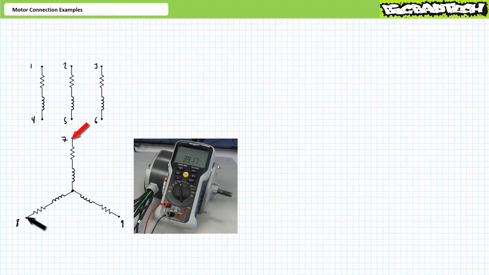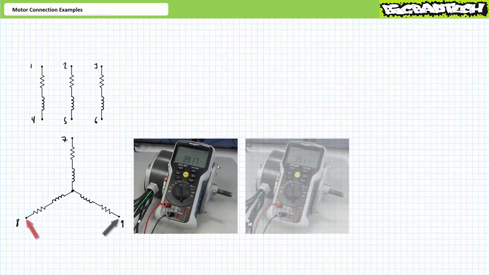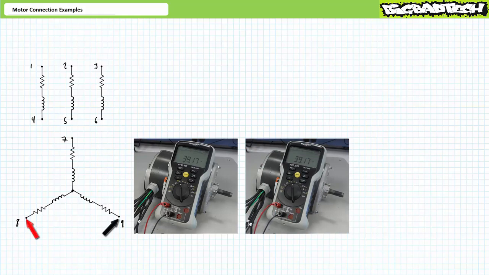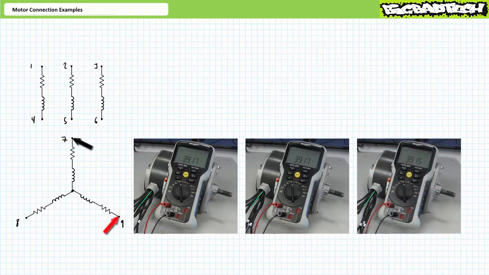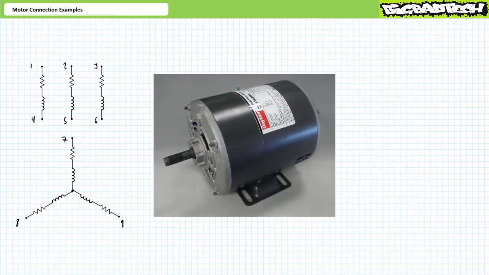An ohmmeter between terminals 7 and 8 sees winding 7 and 8 in series. The ohmmeter sees a resistance of roughly 40 ohms, which is consistent with a series combination of two identical 20 ohm windings. Similarly, an ohmmeter between terminals 8 and 9 sees winding 8 and 9 in series. As previously, the ohmmeter sees roughly 40 ohms, consistent with two identical 20 ohm windings in series. Finally, an ohmmeter between terminals 9 and 7 sees winding 9 and 7 in series. Again, roughly 40 ohms, consistent with two identical 20 ohm windings. This is indeed a 9-lead Y-configured motor.